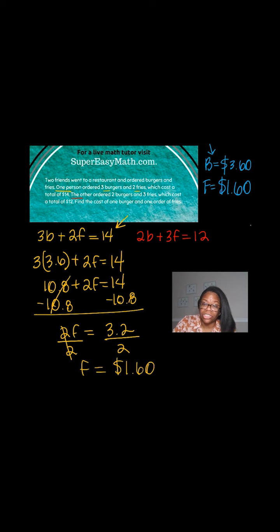And if you wanted to check either one of these values to see if they were correct, you could enter them into either of these original formulas that we created, and you would see that it would work out to a true statement. Meaning, if you took 2 and multiplied it by the $3.60, like so, pretend like you're ringing up the order, 2 burgers, 3.60 times 2, plus 3 fries, $1.60, you should get $12. Same thing over here. If you took 3 burgers and then you added it with 2 fries, you should get $14. That's how you check your answer to make sure you did it right.